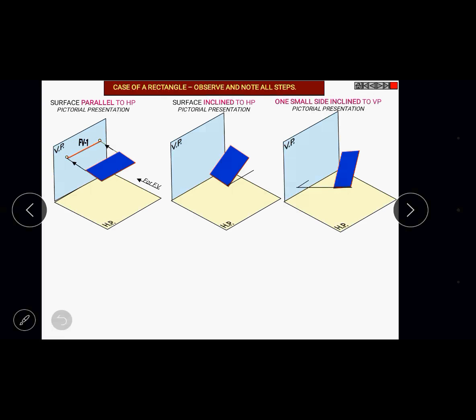This is front view 1. And next, if you observe the rectangular lamina from the top, let us see what the top view will be. The top view will be a regular rectangle, a true shape rectangle. So you can see the top view is a true shape rectangle and the front view is a horizontal line. This is top view 1.